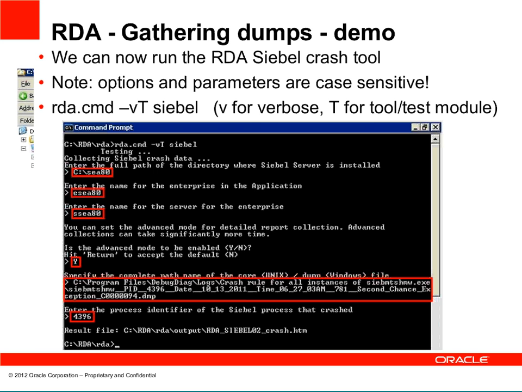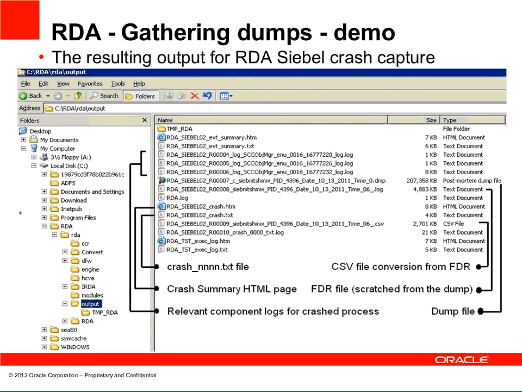Okay, and this is the output that's generated. This is in the RDA output directory, and it is generated directly as a result of running the RDA tool. So we've got the crash.txt file, again with a prefix of RDA, the crash summary page, the HTML page that we can launch, which you'll see on the next slide, and any relevant component logs that it pulls out pertinent to that process. It also very kindly converts the FDR file, so no need to run the SAM analyzer explicitly, and it also scratches the FDR file out of the dump if it's not present. And in this instance, we ran it in the advanced mode, so it also pulls in the dump file as well.